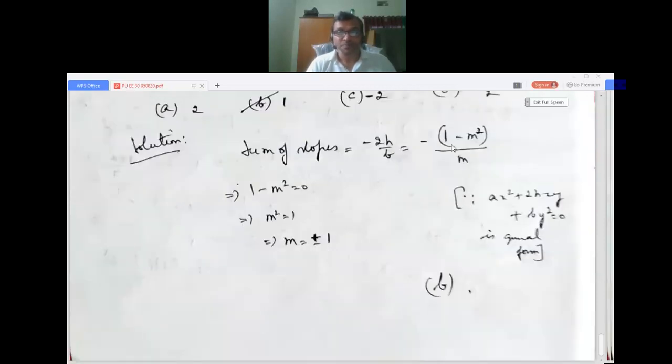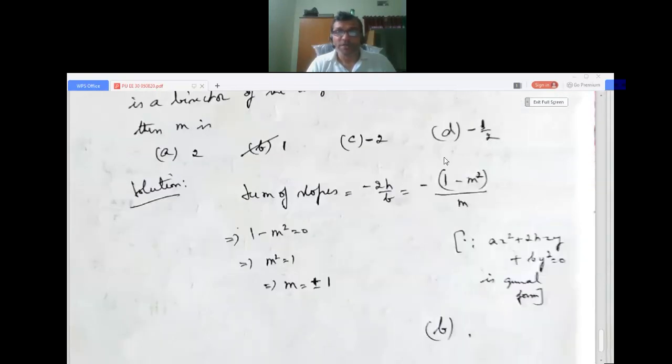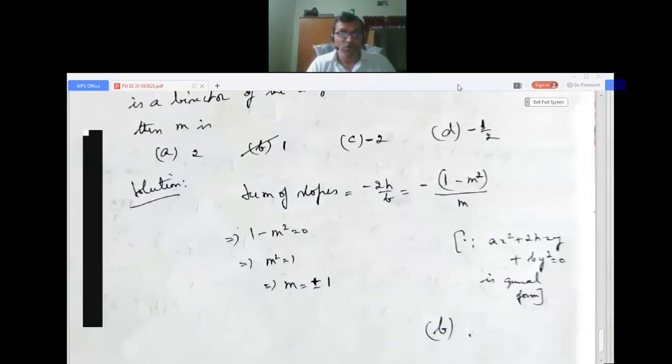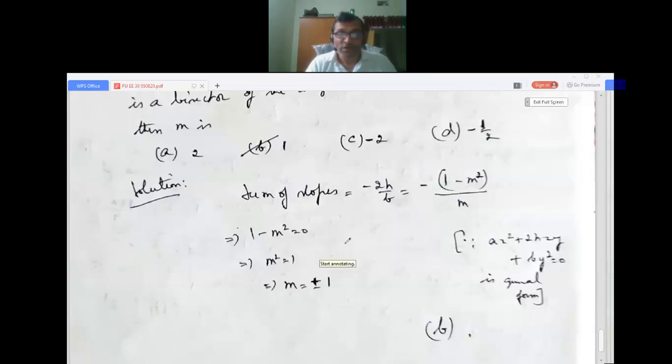Okay, very simple. So first I take the slope given by the formula of the slope. Know the formula of slope, that slope is equal to minus 2h by b. Here a is the coefficient of x squared, b is the coefficient of y squared and 2h is the coefficient of xy. So from here, 2h, the coefficient of xy, will be 1 minus m squared, and b, the coefficient of y squared, will be m. So I got it like this. So the sum of the slopes is 0 here. So 1 minus m squared.